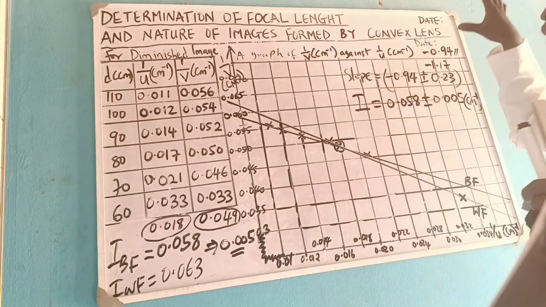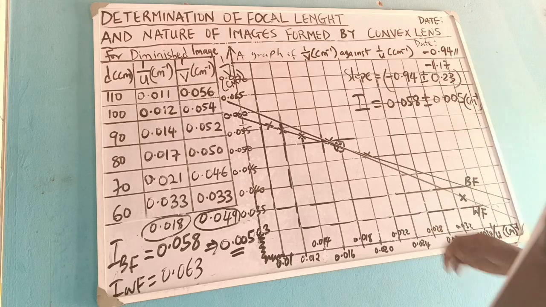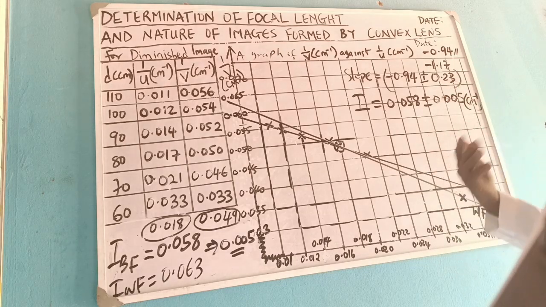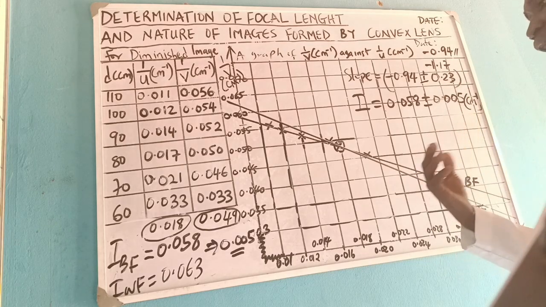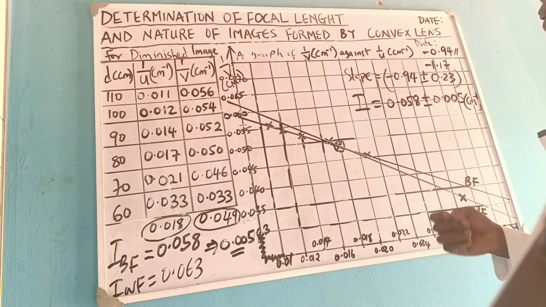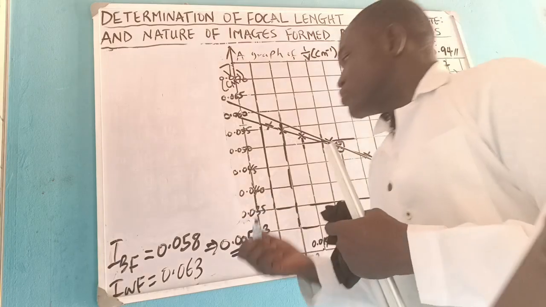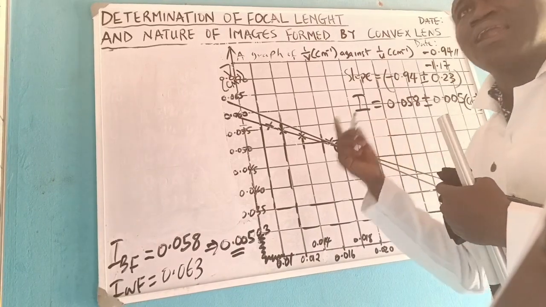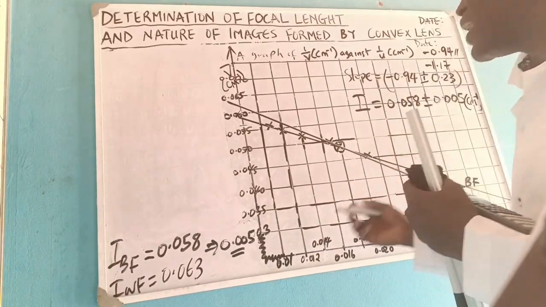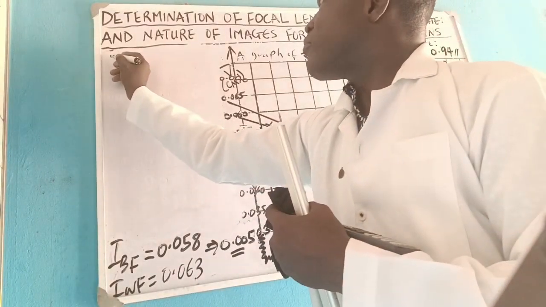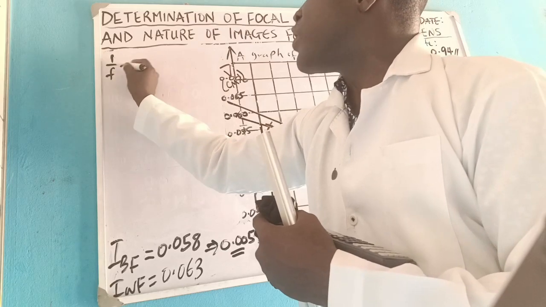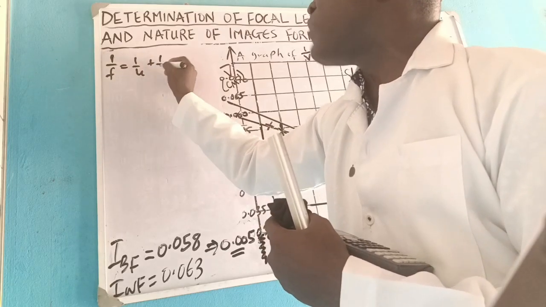So we have gotten our slope and our intercept. Now, how can we get our focal length? How can we get our focal length? For us to get our focal length, remember that our lens formula is 1 over f equals 1 over u plus 1 over v.